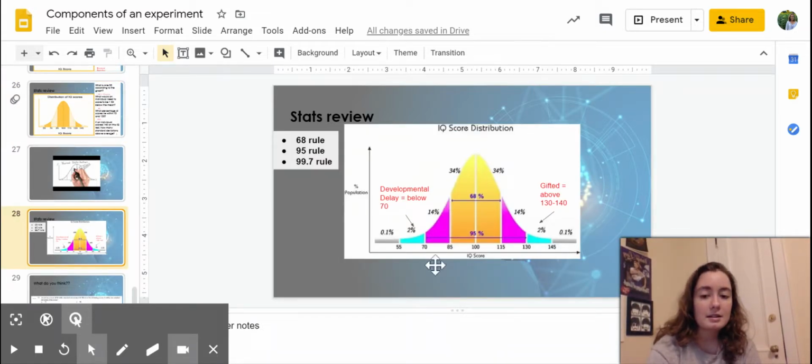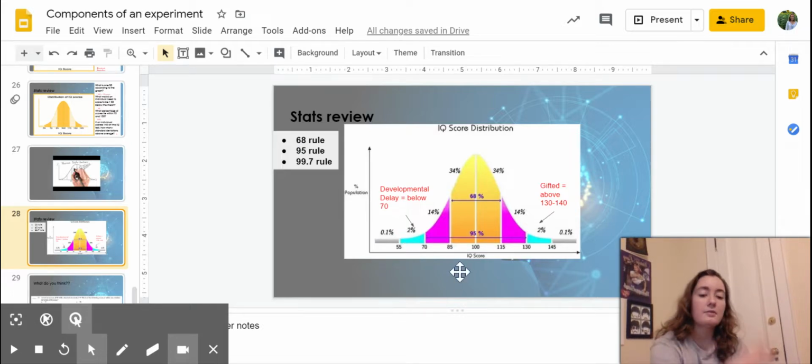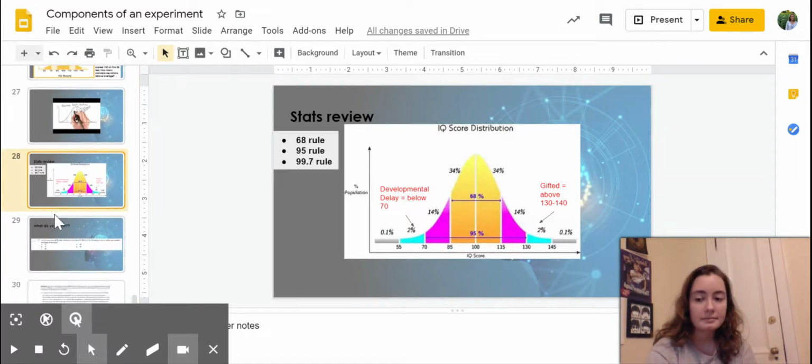That's just a rule of thumb when it comes to stats. We know that 68% are going to fall within one standard deviation from the mean. 95% are going to fall within two standard deviations above or below the mean. And then 99.7% are going to fall within three standard deviations, again, above or below the mean.